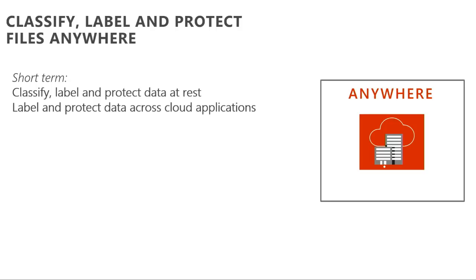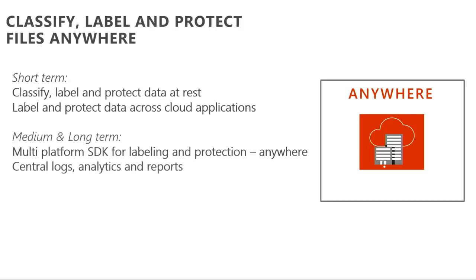We actually announced it today in the EMS blog about classification, labeling, and protection of data at rest, which is on my local file shares and on SharePoint 2010, 2013, and 2016. And we're also announcing the ability, together with Microsoft Cloud App Security, to enforce labels and protections and do actions on labels based on the Azure Information Protection format for other applications and other services, such as Box and Dropbox and Workday and others.